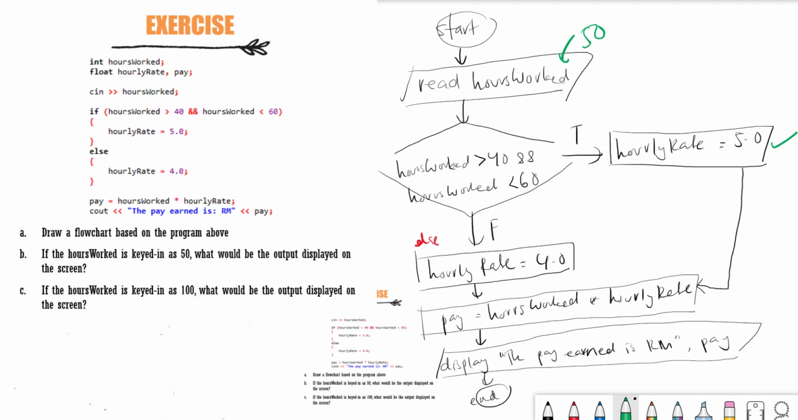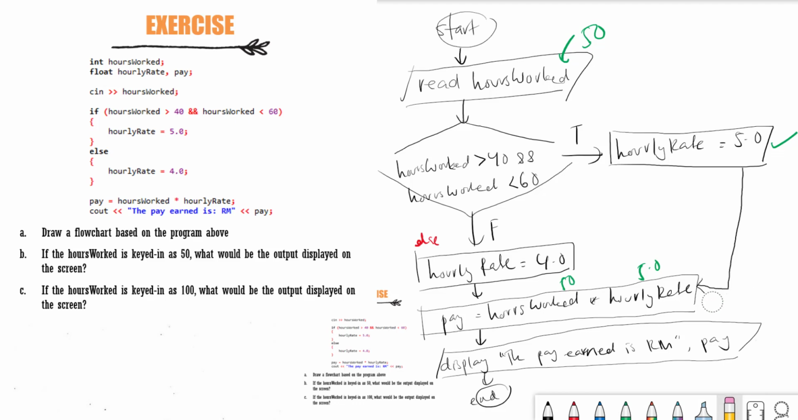Then it will go down here, pay equals to hours worked, which is 50, times hourly rate, which is 5.0. So 50 times 5.0, we will get 250. So it will be stored inside pay. In the end, display the pay earned is RM 250. So that will be the output for that particular question.